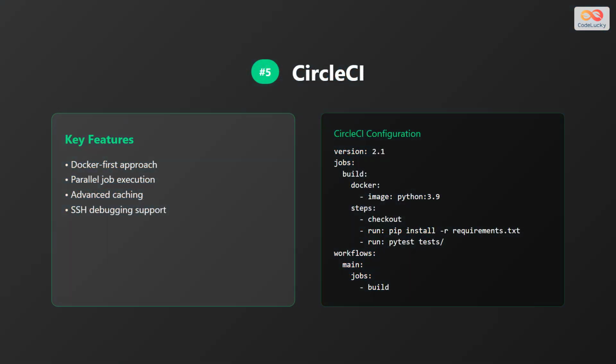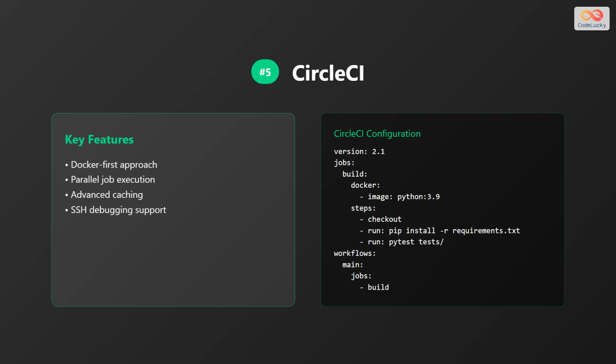At number 5, we have CircleCI, which adopts a Docker-first approach, allowing for easy integration with containerized applications. It supports parallel job execution, significantly reducing build and test times. Advanced caching mechanisms are available, optimizing dependency resolution and build performance. CircleCI also provides support for SSH debugging, enabling developers to troubleshoot issues directly in the CI environment.